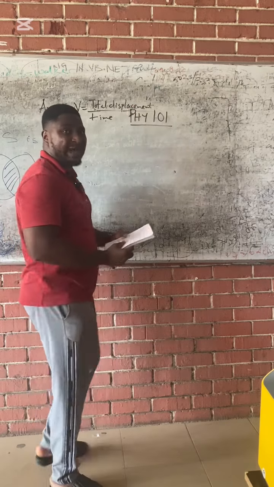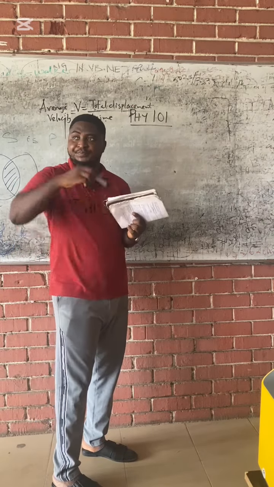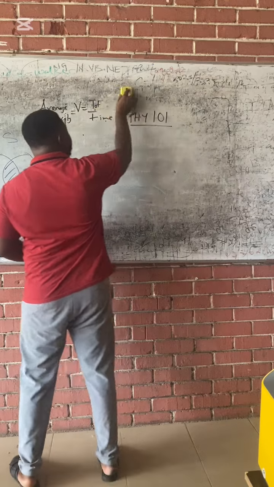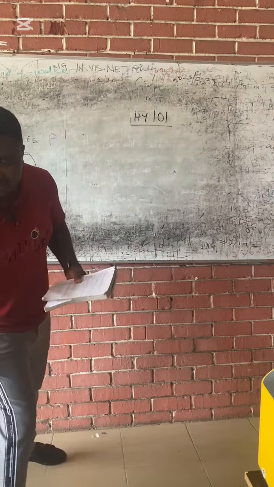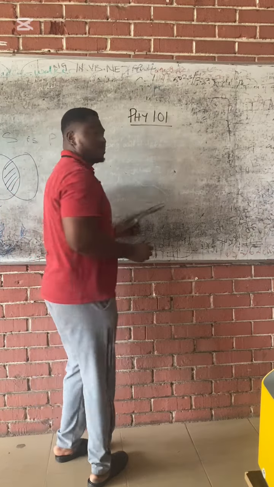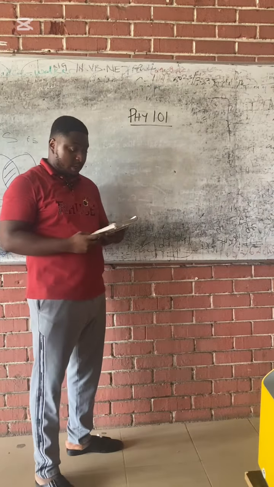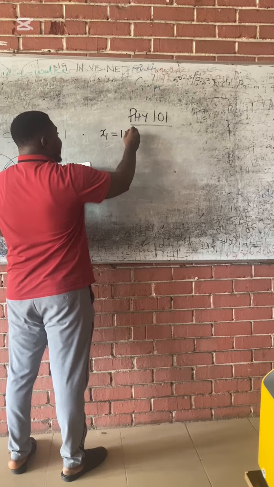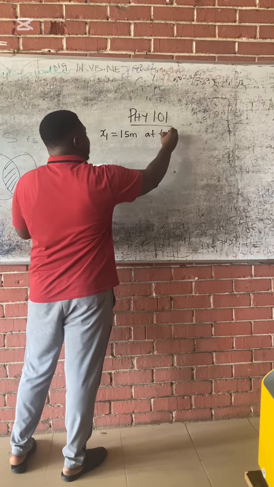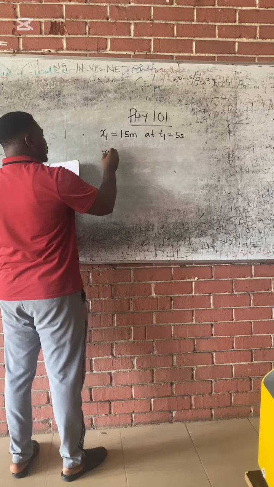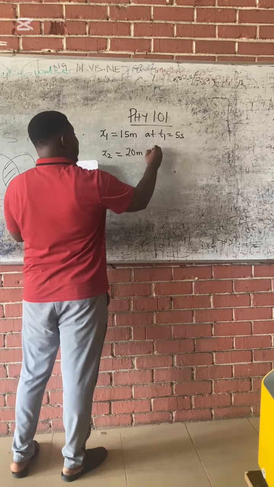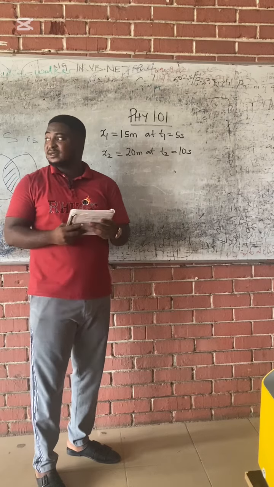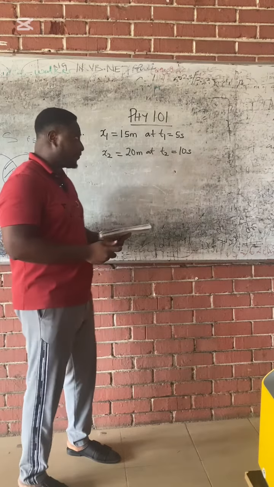So this is chapter 2, kinematics. Now, let's take the first question. I believe we have the questions in our notes. If you're online, the former video has the first question. A car at x1 equals 15 meters at t1 equals 5 seconds is later seen at x2 equals 20 meters at t2 equals 10 seconds. This is chapter 2, Physics 101, kinematics, and we have said kinematics is the study of motion without reference to the cause of motion.